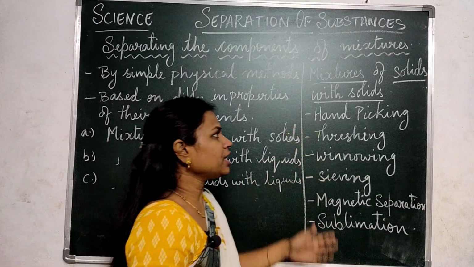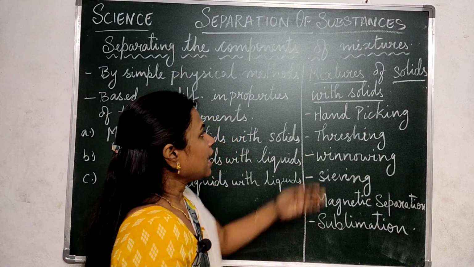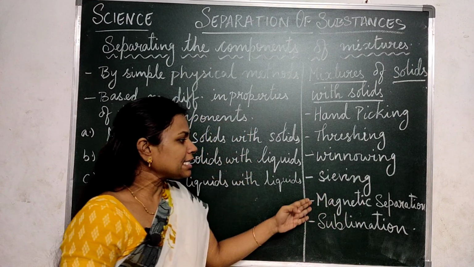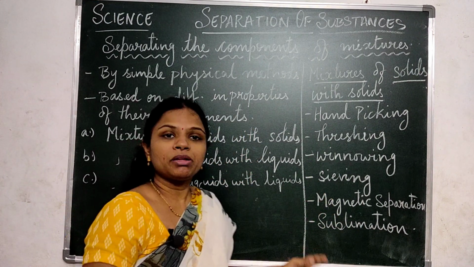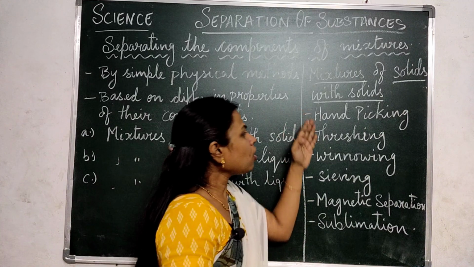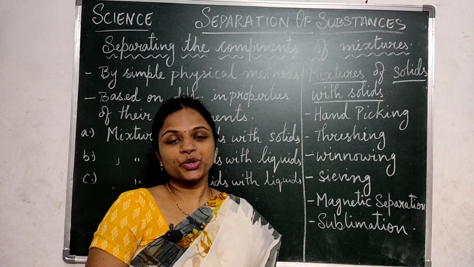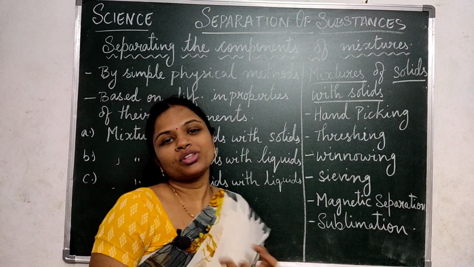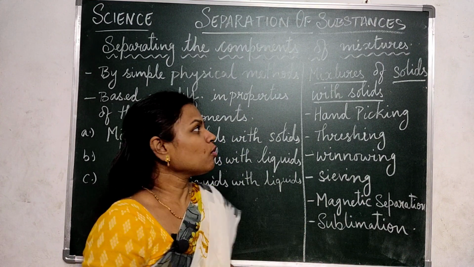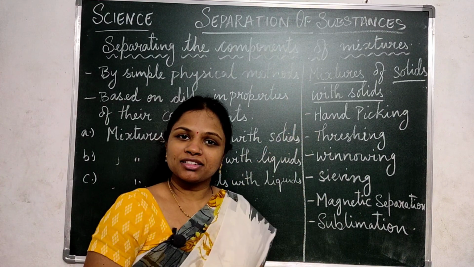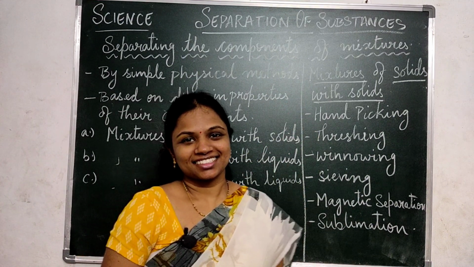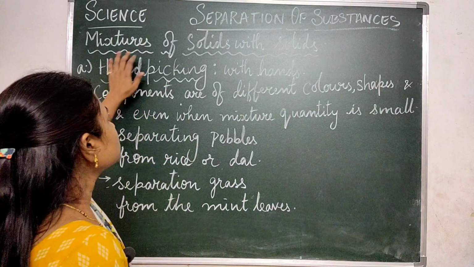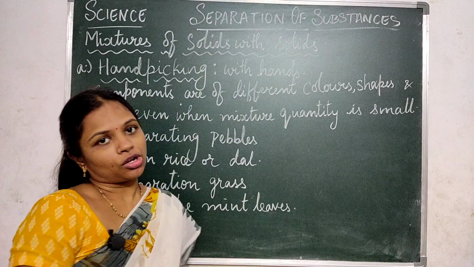There are different methods over here: hand picking, threshing, winnowing, sieving, magnetic separation and sublimation. Children, all these methods we have been doing in our day-to-day life. The only thing is that we don't know them by that particular name. So we will be learning about these methods now in detail. Now we will see the different methods of how to separate mixtures of solids with solids.